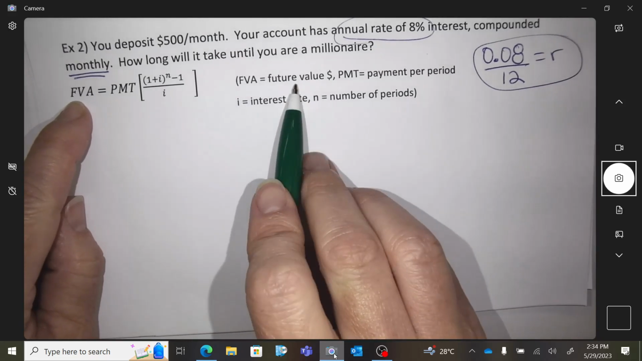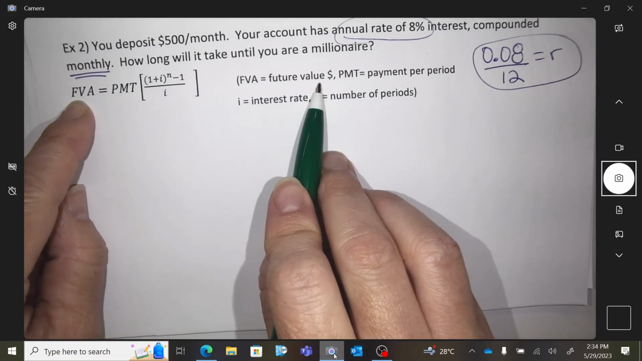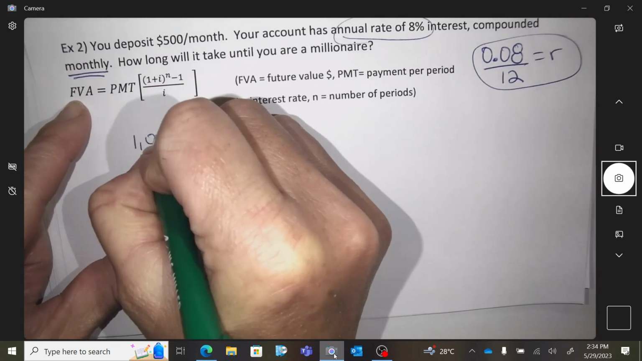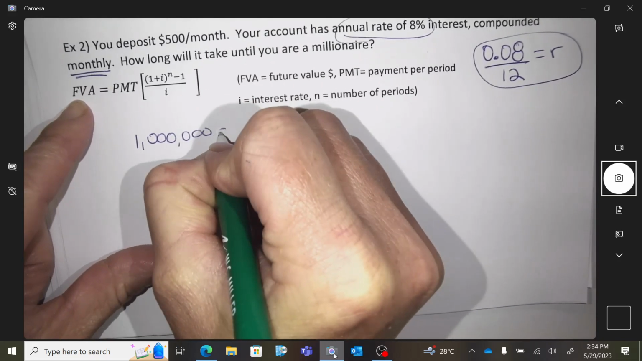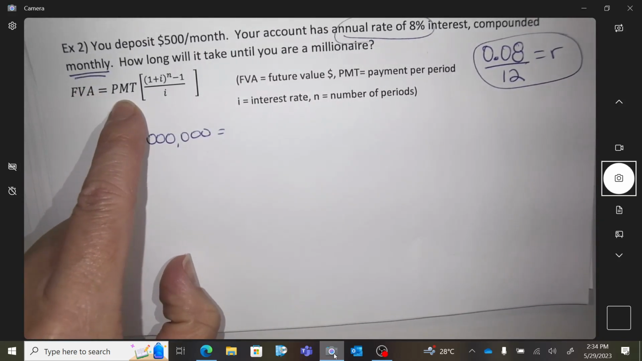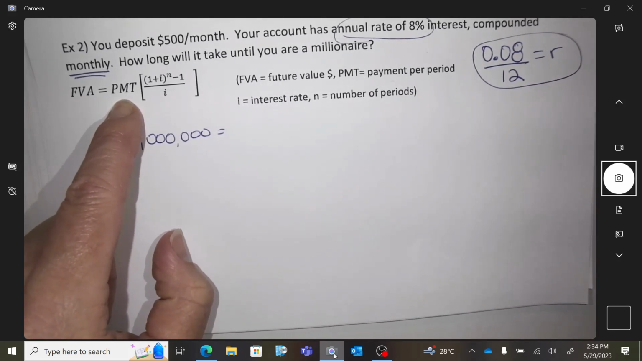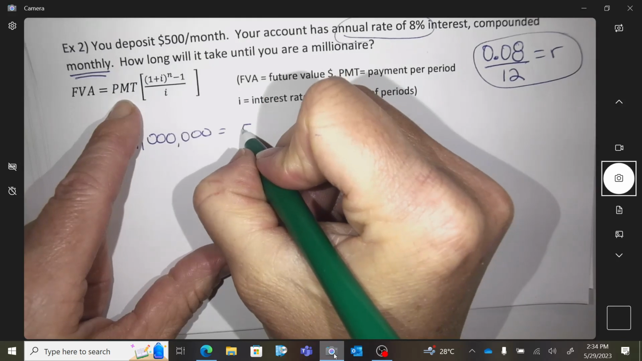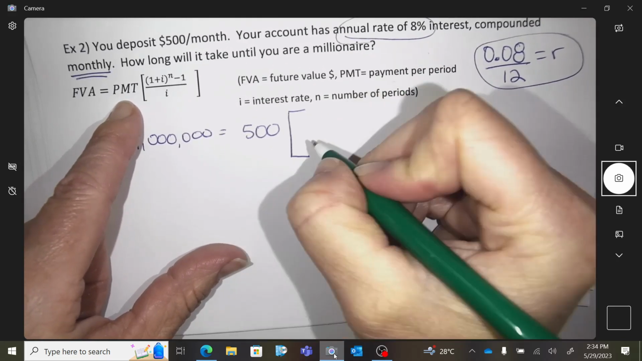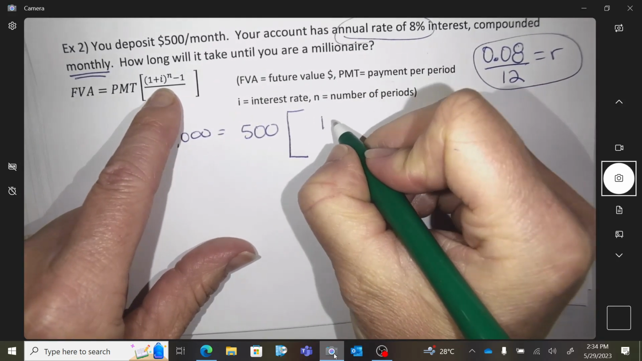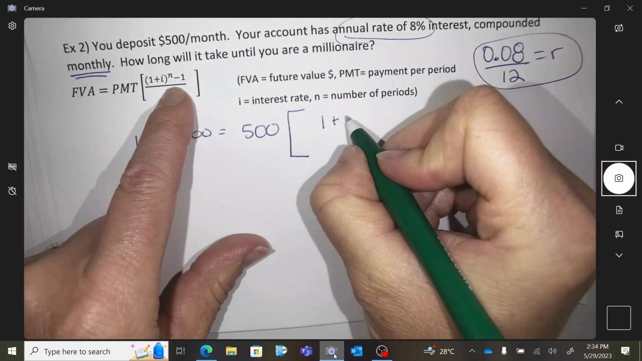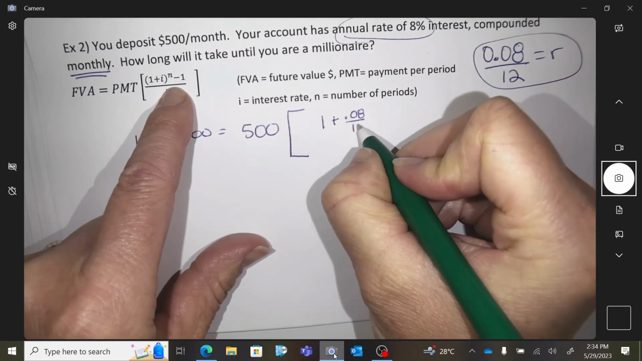FV is your future value. What do we want to have in the future? $1 million. PMT is your payment for each period. So how much money are we putting in each time? 500. It's all 1 plus the interest rate. $1 million, a dollar with a lot of zeros.